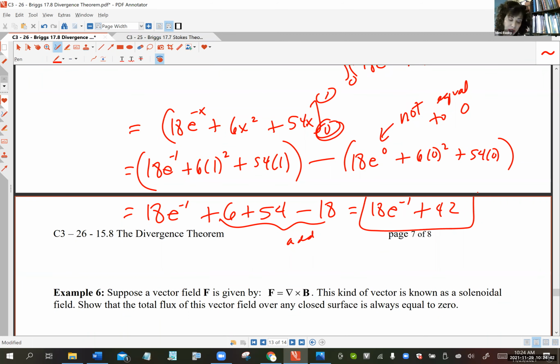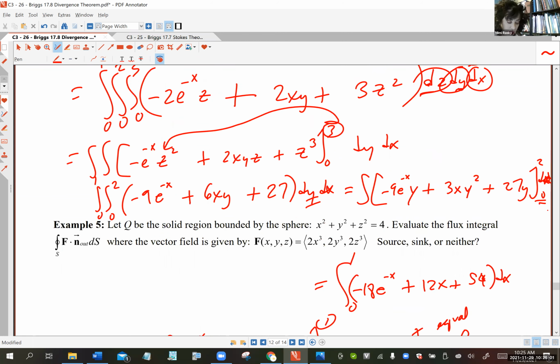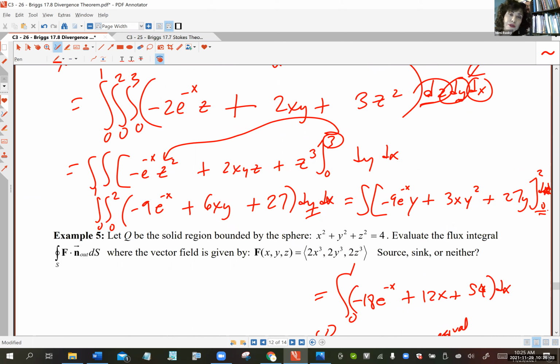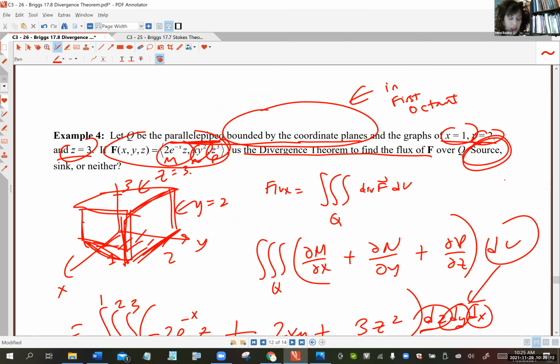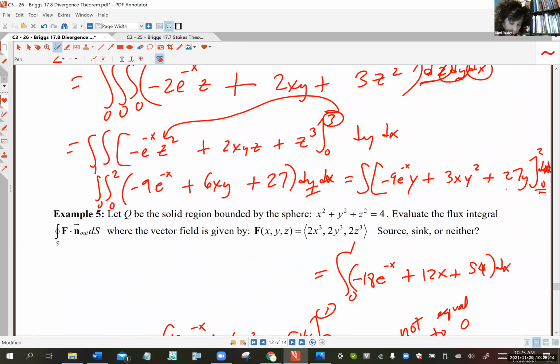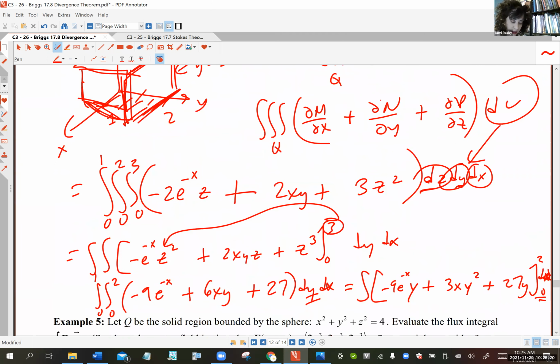And since that's a positive number, we have what's called a source. That's where your leprechaun is inside your solid, spitting out more water, so more water is flowing out of the surface than flowing back in. This is approximately, if you whipped out a calculator, 48.62. And we're done with that example. So there is an example of finding total flux using the divergence theorem. This one was a source, and we needed rectangular coordinates. Fine. So that example is done.